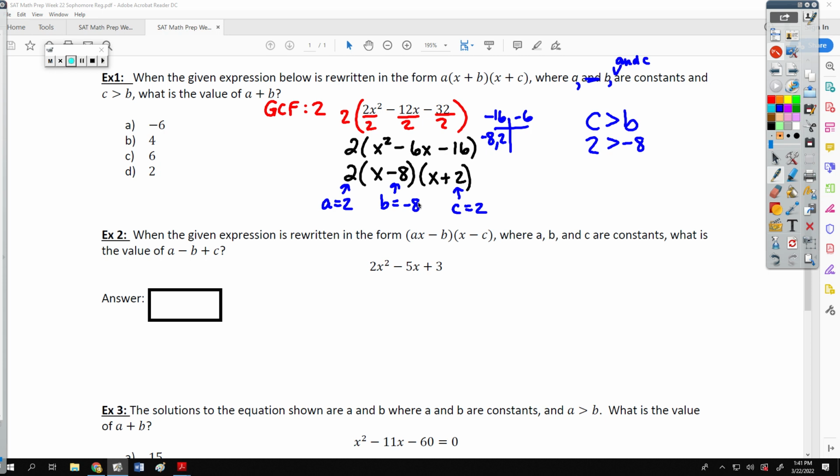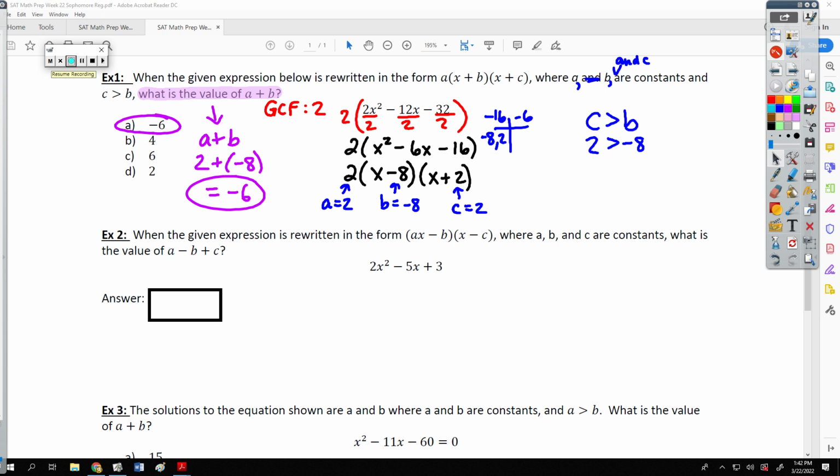Now, once we know that, we can then answer the actual question, which is something that's very common on the SAT. We have to do something, and then we can answer the question. So it says, what is the value of a plus b? So we would say, okay, well, a plus b, in this case, is 2 plus negative 8, which would be negative 6. So we should be answering A. Okay, so that takes care of our first question.